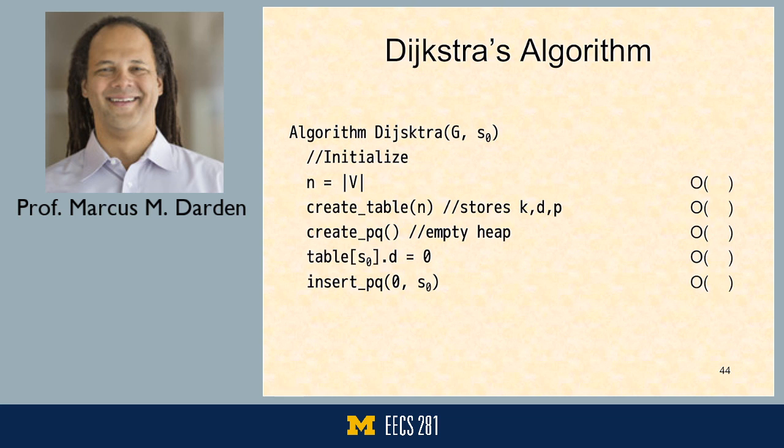And I've got an initialization step. I've got to create n as getting the number of items in my vertex set. I can do that in a constant amount of time. I've got to create a table which stores those K, D, P. I have to initialize each one of those things to false and to infinity and to unknown. So that's going to be a linear amount of work. I can create an empty heap in constant amount of time, setting some initial value to 0 and do that in constant amount of time, and then inserting something into an empty PQ. Those all get done in a constant amount of time. So there's how my setup goes. It takes me V to set things up.